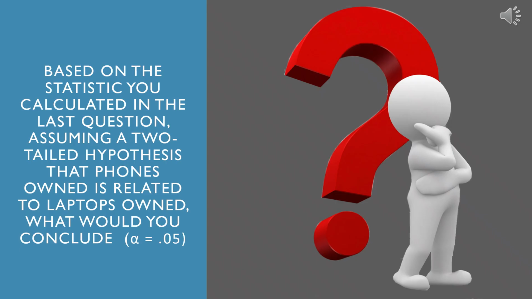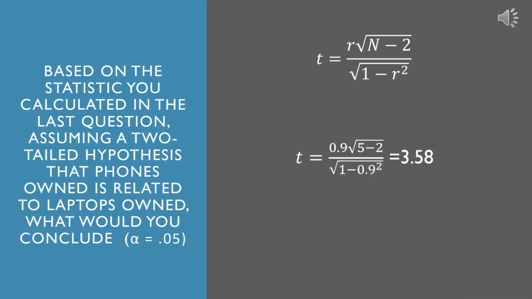Okay, based on the statistic you calculated in the last question, and assuming a two-tailed hypothesis that phones owned is related to laptops owned, what would you conclude about the null and alternative hypothesis? Well, in order to do this, you're going to have to transform your correlation coefficient R into a t-score and then compare it to a t-distribution based on our alpha of 0.05, two-tailed test, and the degrees of freedom of n minus 2. So let's first calculate the observed t-value that corresponds to our R value.